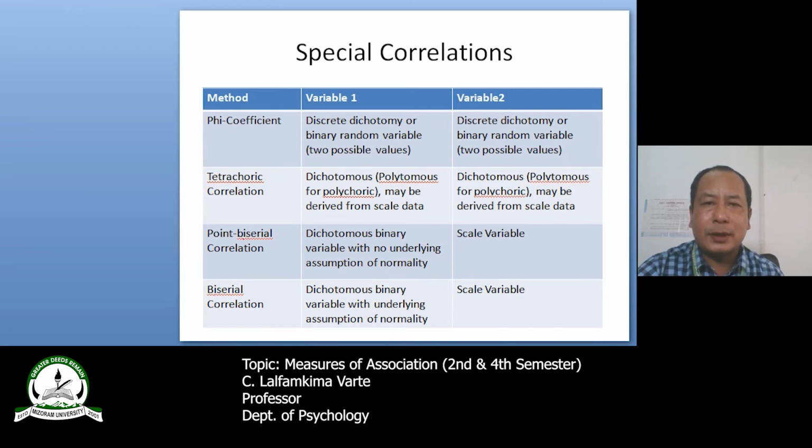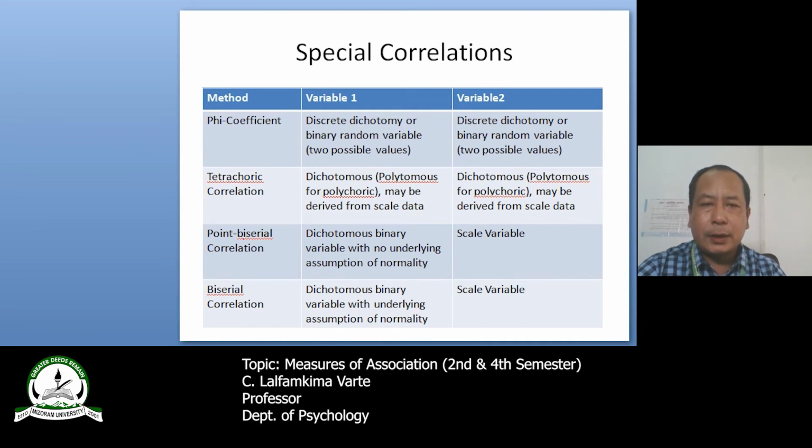So all four of these methods of special correlation are having outcomes which are more or less similar to the Pearson product moment coefficient of correlation, and as such they are referred to as special correlations because they are assumed to be equivalent to the Pearson product moment correlation.